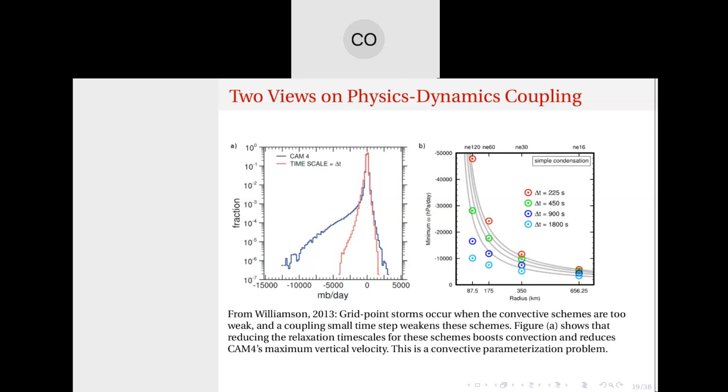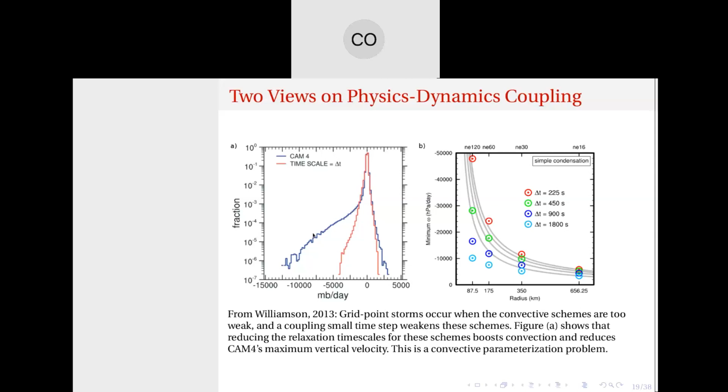There are two views I've seen on why this may be happening, specifically when you change the coupling time step. The commonly accepted explanation, which would be true for CAM4, is that these grid point storms occur because the convection is too weak, and a small coupling time step tends to weaken these schemes by allowing the convection schemes to consume less of the instability, and instead releasing a lot more of the energy of the system through large-scale condensation.